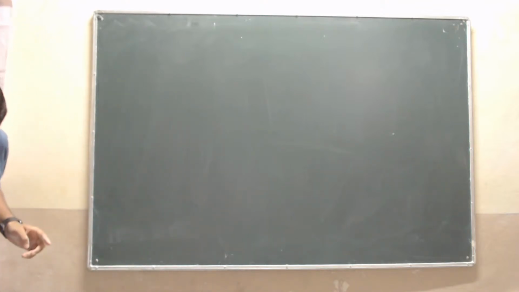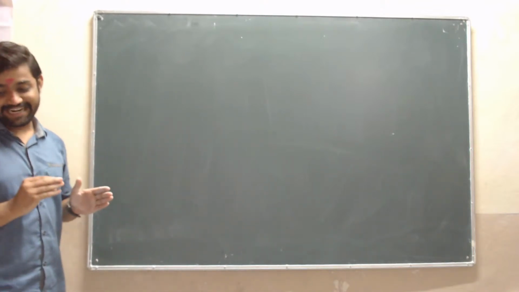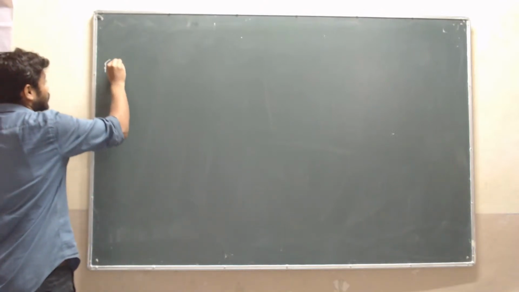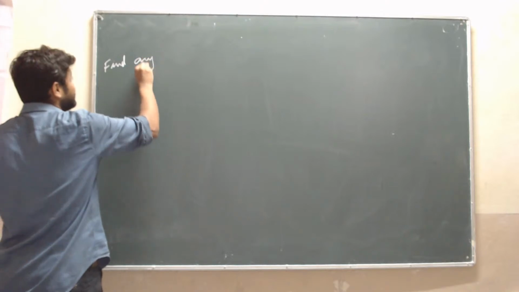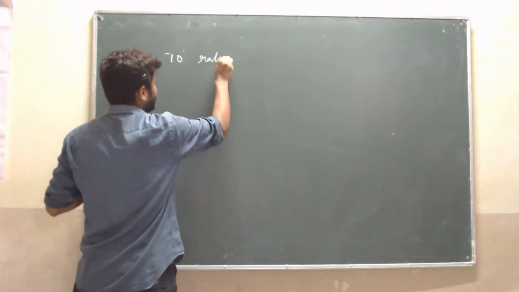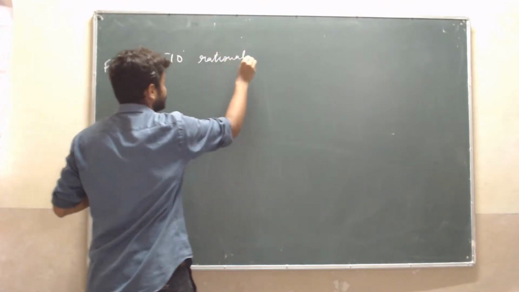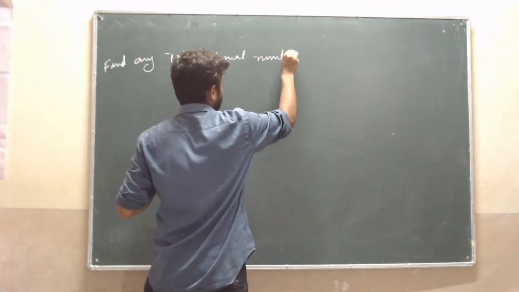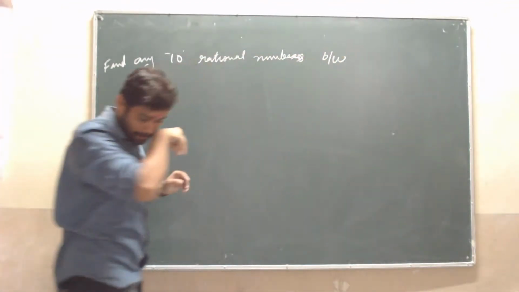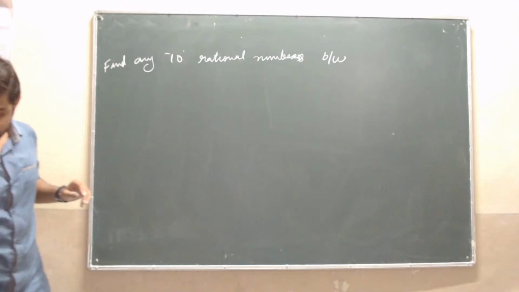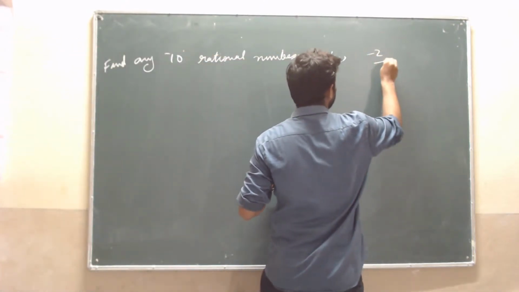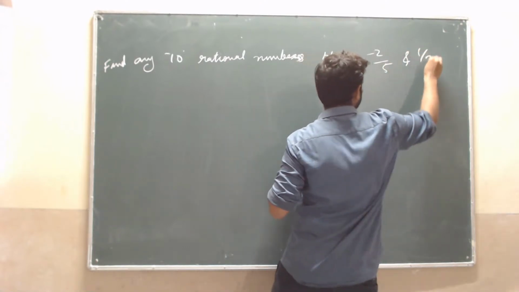Okay, next question we have is: find any 10 rational numbers between minus 2 by 5 and 1 by 2.